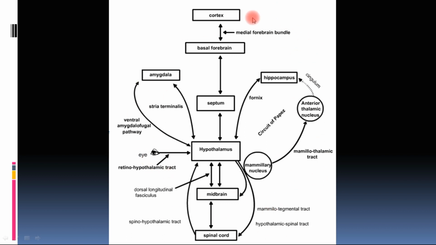In this diagram you can see the first one we studied, the medial forebrain bundle, the second one the fornix, the third one the stria terminalis. So what is the stria terminalis doing? It is getting the input from the amygdala to the hippocampus. As you can see, there are two-sided arrows.